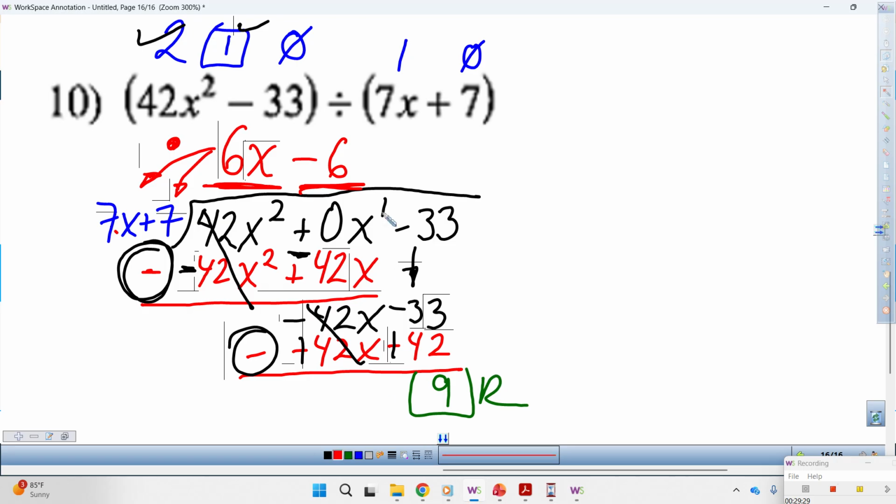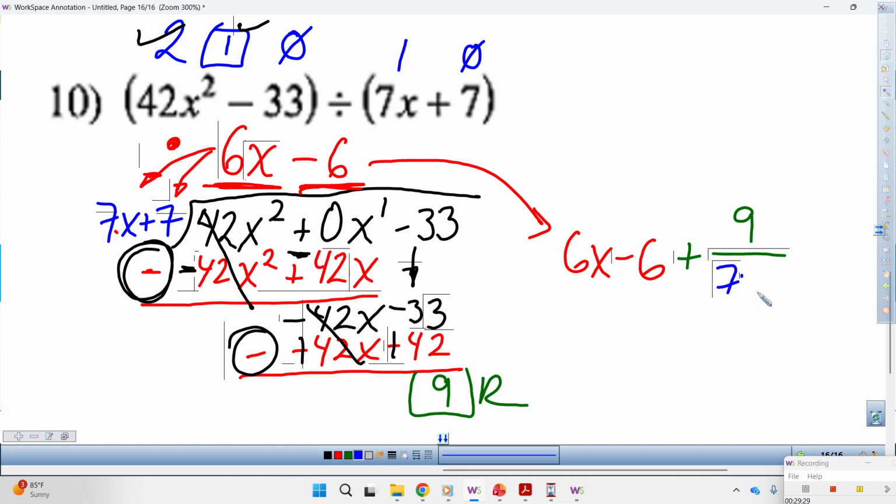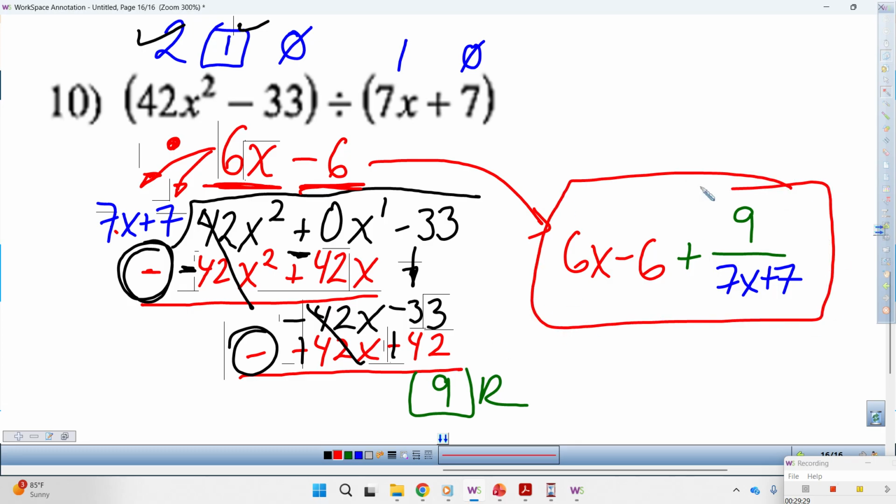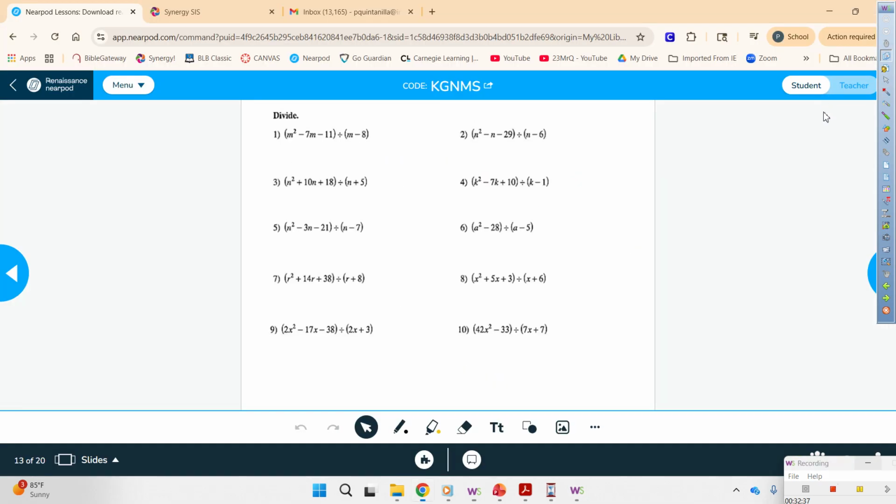So, what is our answer? Our answer is 6x minus 6. But since we have a remainder, we put plus, fraction bar, the remainder. And what is our divisor? 7x plus 7. Send that in. I want to see your work, please. All right, next.